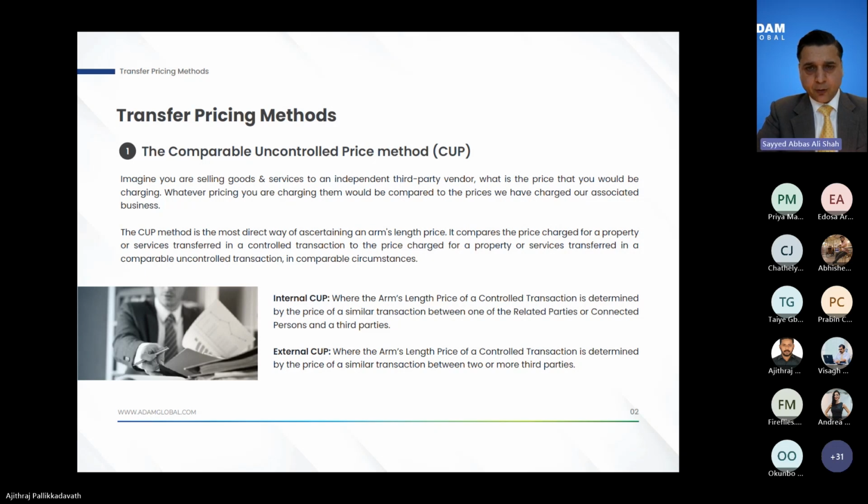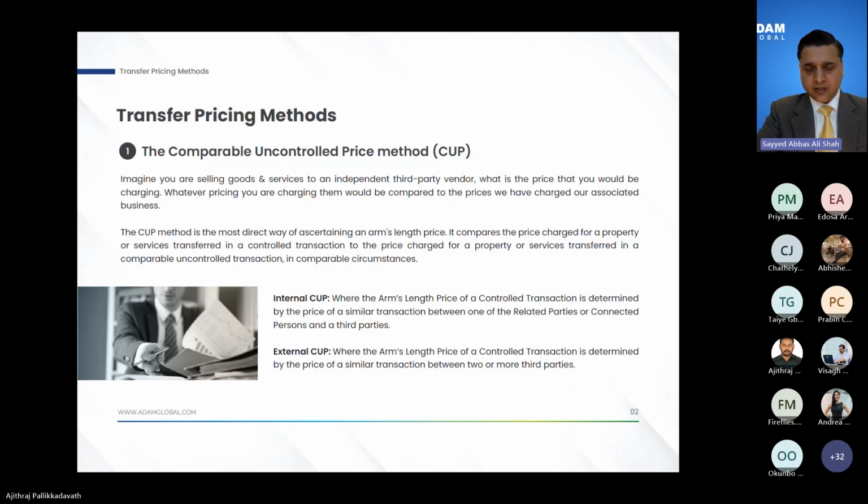That's very important to know. It's the most direct way. It compares the prices charged for a property or services transferred in a controlled transaction to a price charged for a property or services transferred in a comparable uncontrolled transaction, right?